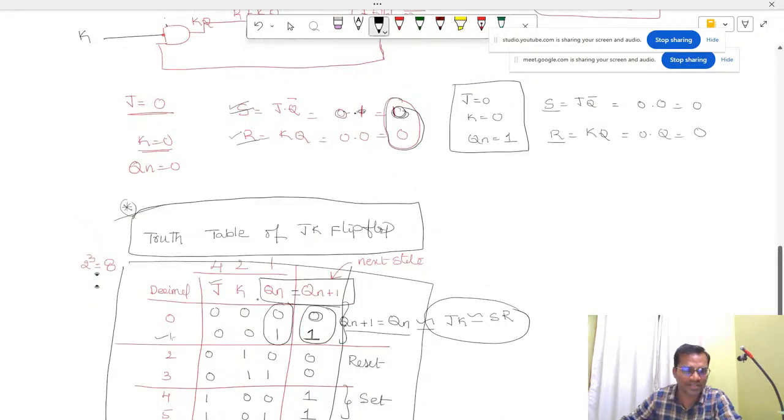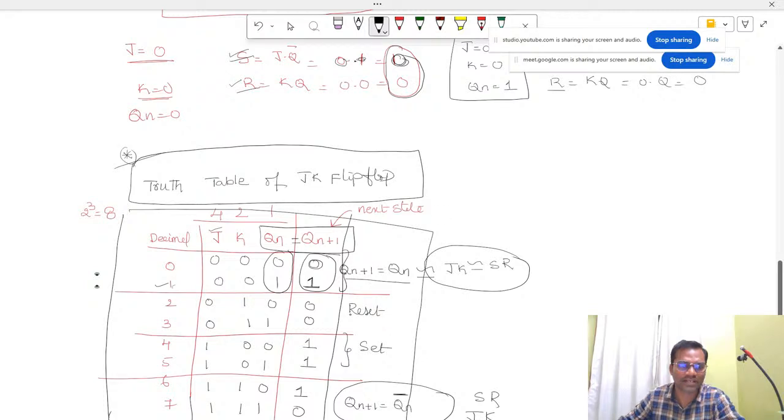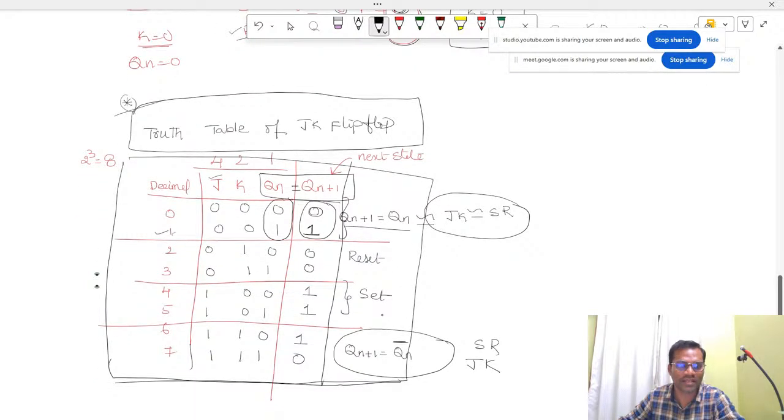So can you do the remaining at your home? Sir, I will do the last one then. Okay, so last one, J I require, and K also I require. What is the value of J here? Let's try to do for decimal 6. In decimal 6, what is the value of J? J equal to 1. For decimal 6, what is the value of K? K equal to 1. Okay?